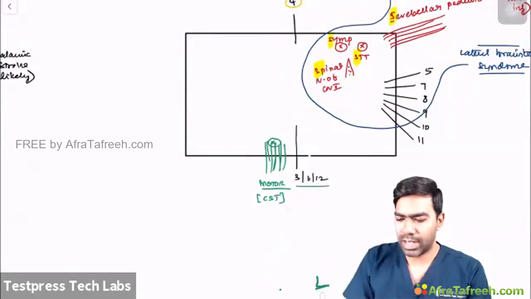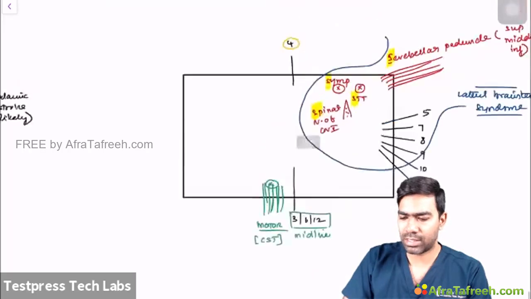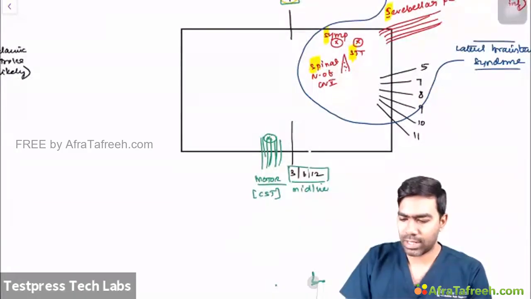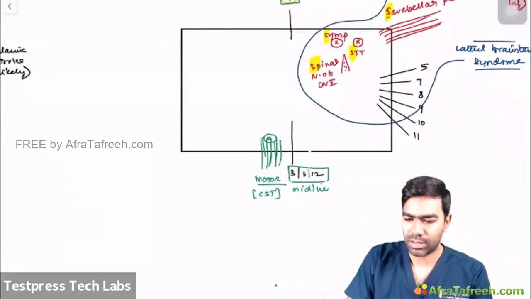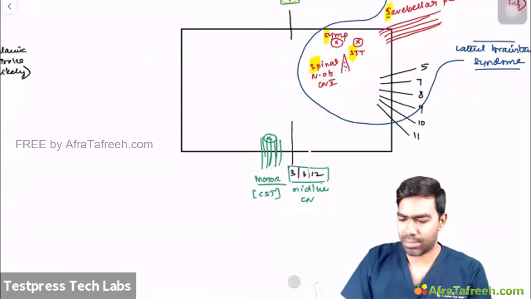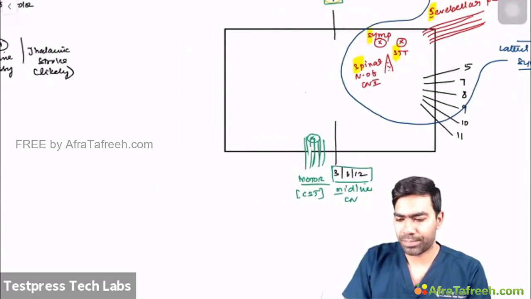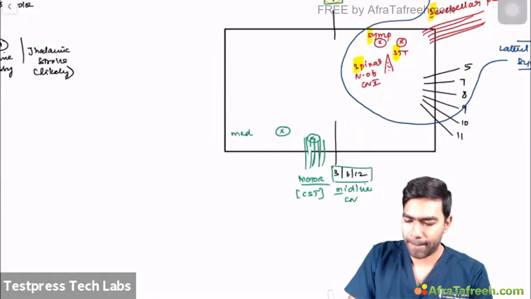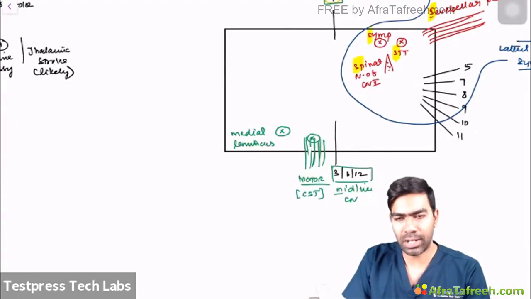And at the same time, the midline cranial nerves form the second M. This 3, 6, 12, and 4. This 3, 4, 6, 12. These are basically the midline or the medial cranial nerves. So they form the second M that you're talking about. And there's a third M that is contributed by something called the medial lemniscus. I'll tell you what we mean by medial lemniscus.